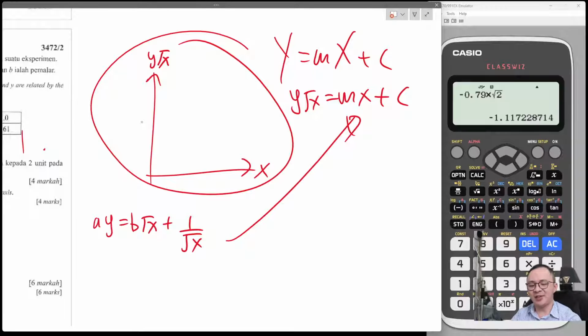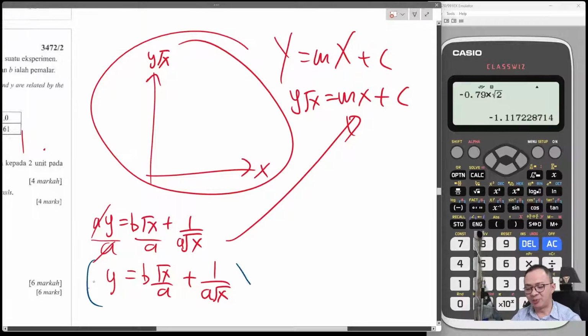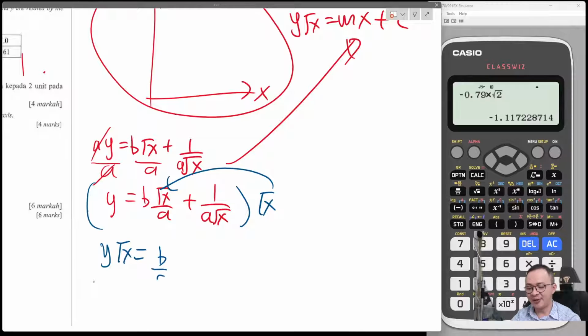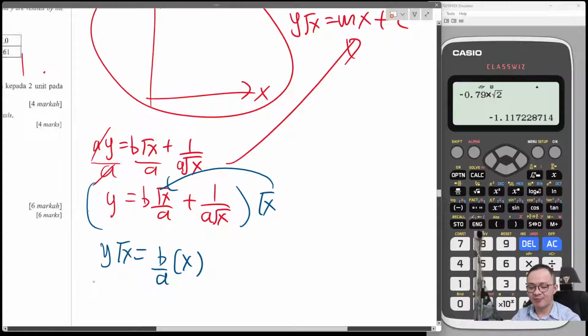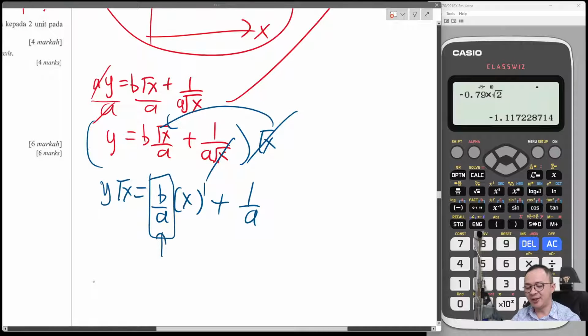So first thing is, do you see I don't have a in front, so I will divide a for every single one. So that I no more a, I only left a y here. And then I want to have y square root of x, isn't it? So I will multiply square root of x for every single one so that I can have y square root of x now. Square root of x multiply square root of x become x power 1. So this square root of x cancel. You got 1 over a. Done. So from here, this one is my gradient. This one is my c.